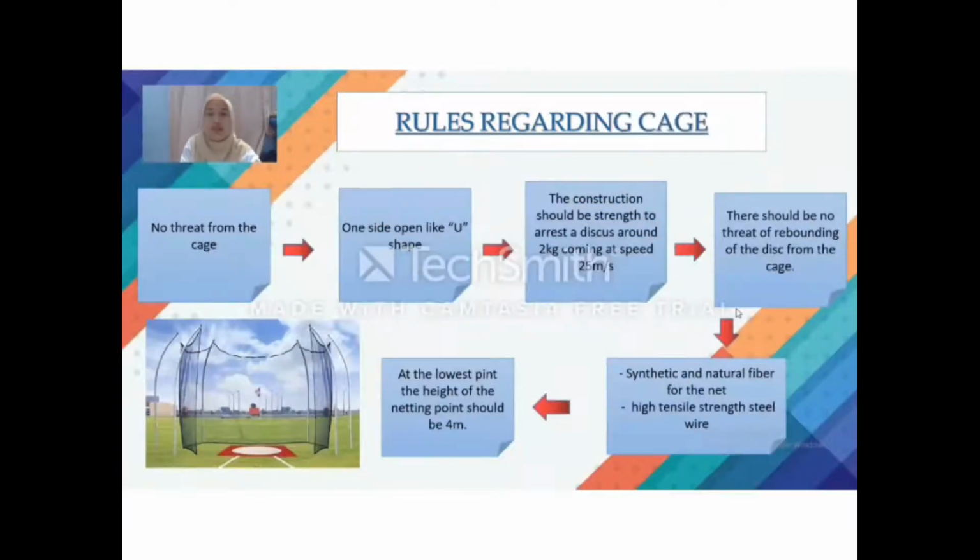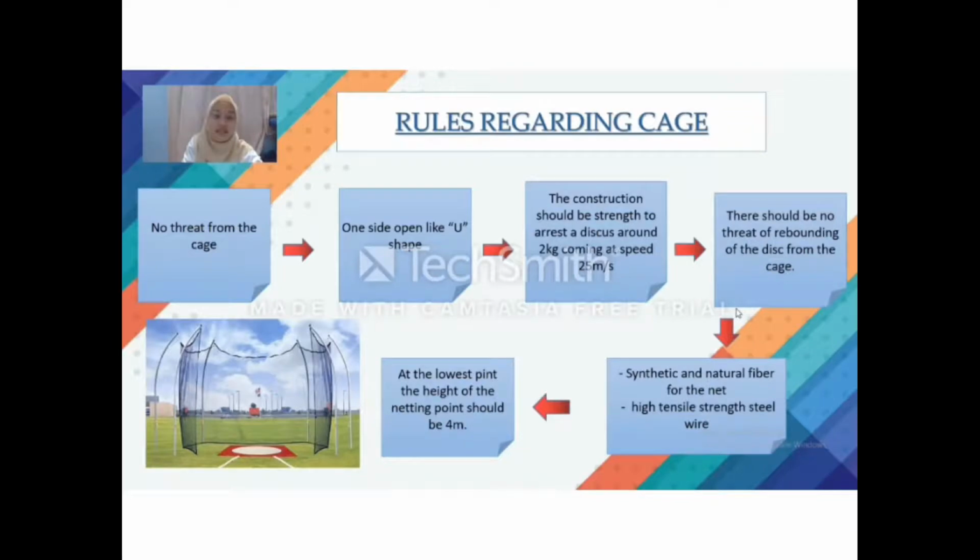This slide is about the rules regarding the cage. Here are some important rules regarding the cage. No trip for the cage. The construction and the strength of the cage should be such that it can arrest a discus of around 2 kg coming at a speed of 25 meters per second. That means it's very fast.